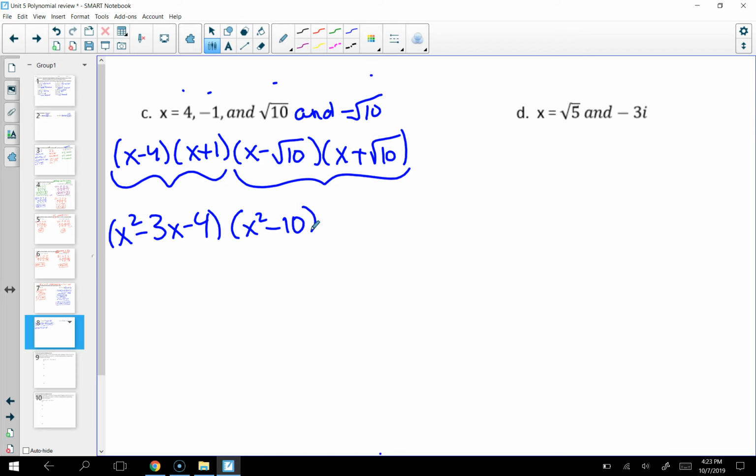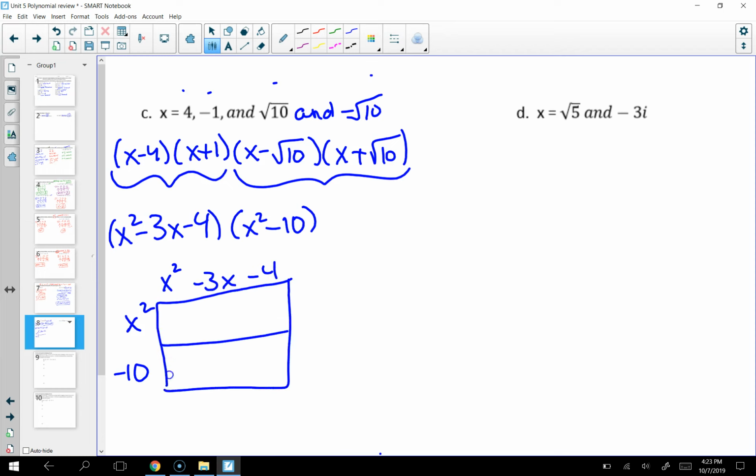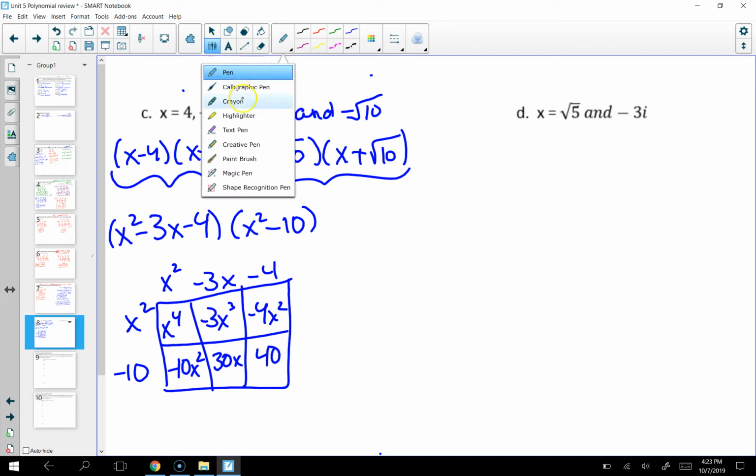Now we're going to multiply these. I like to use the box method when it comes to bigger pieces like this. So I'm going to put x squared and then minus 10 over here. And then x squared minus 3x minus 4. Make me a little table. Multiply this way. Alright, so I have x to the 4th. Negative 3x cubed. Negative 4x squared. Bottom row, multiply everything by -10. Negative 10x squared. 30x. And then 40.